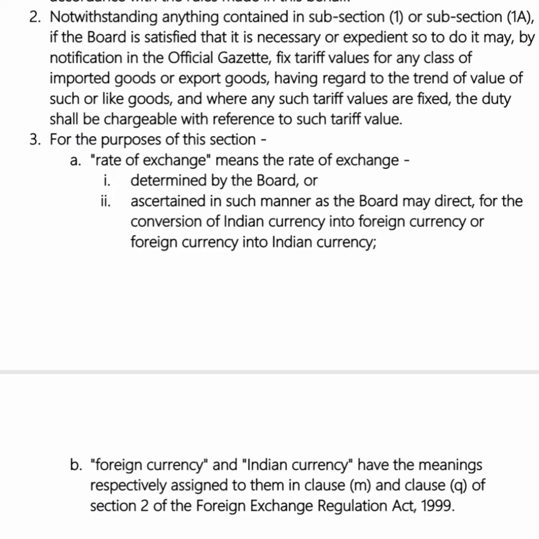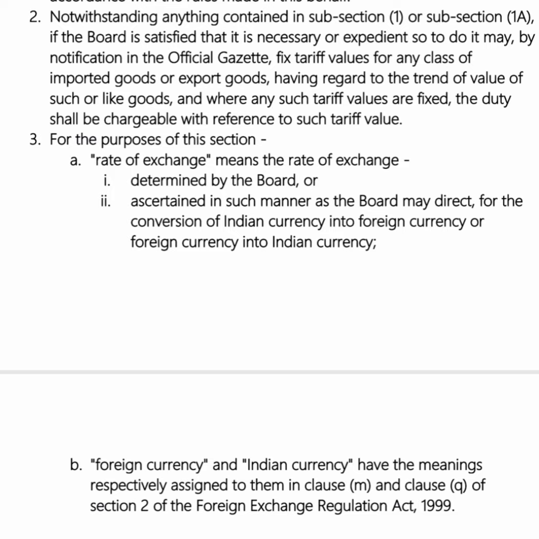And the last point is foreign currency and Indian currency. If an import or export takes place, then Indian currency and foreign currency will change, and the rate of exchange will also change. In this way they have the meaning respectively assigned to them in clause M and clause Q of section 2 of the Foreign Exchange Management Act 1999. You have to know this clause for the exchange rate.